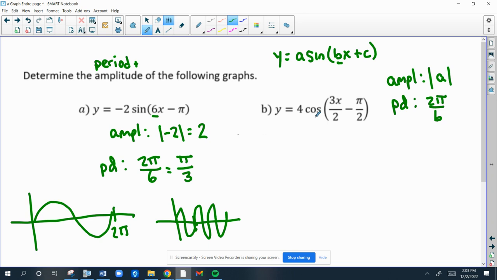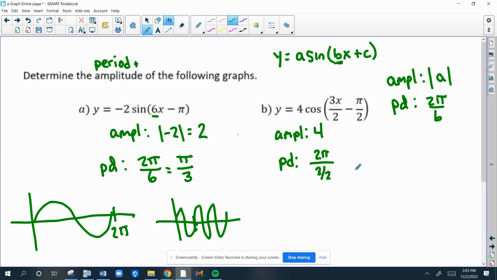The amplitude of this cosine graph, you do it just like the sine, is the absolute value of 4, which is 4. Now, the period is a little bit more complicated. You just have to be careful. It's a fraction, so we're going to remember our rules for dividing by fractions. The period is still 2 pi over b, but here b is 3 halves x. So b is 3 halves, 3 over 2.